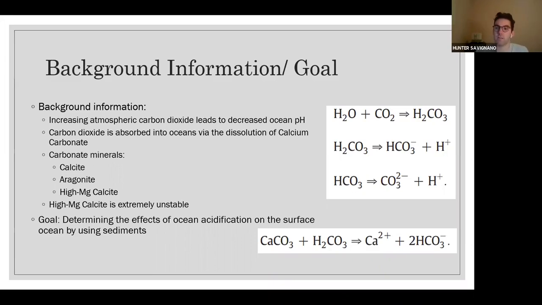The one we'll be focusing on in this paper, or the one they focused on in this paper, is the high magnesium calcite, which is actually extremely unstable. The goal of this paper was to determine the effects of ocean acidification on the surface ocean by using sediments.